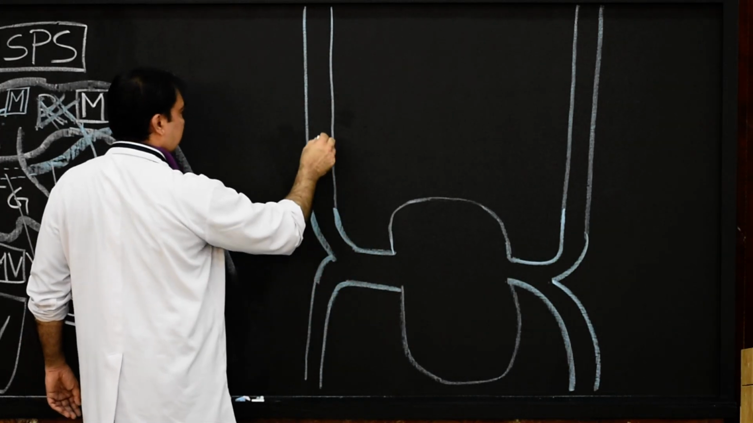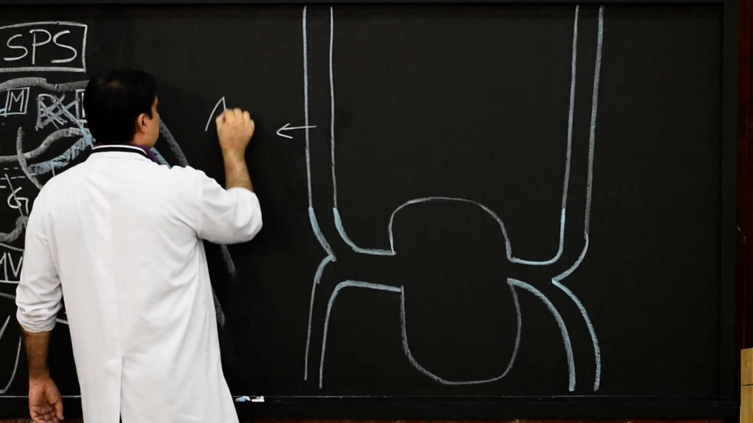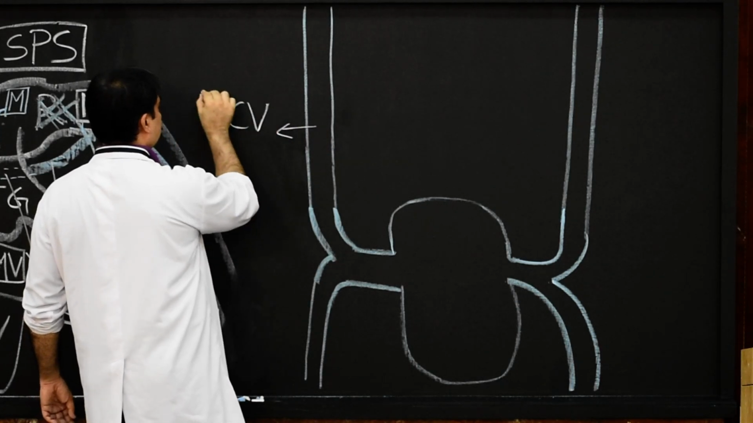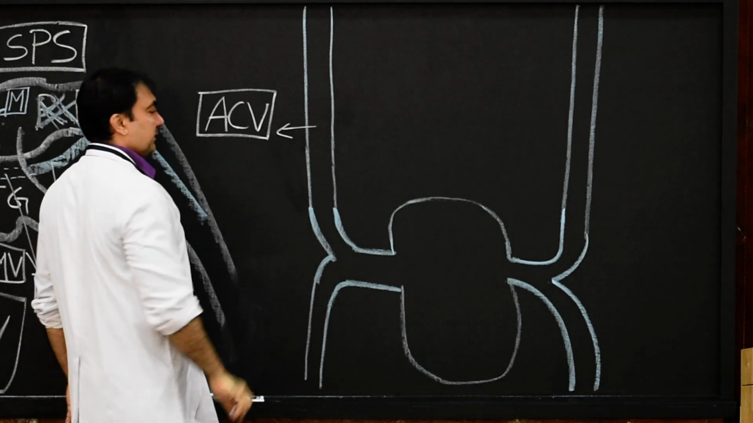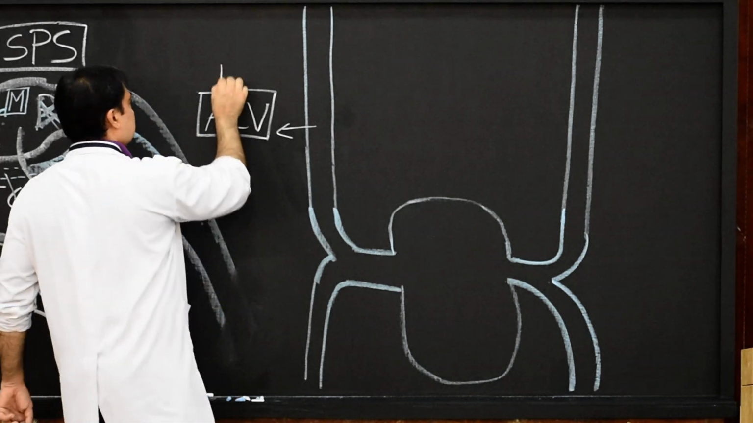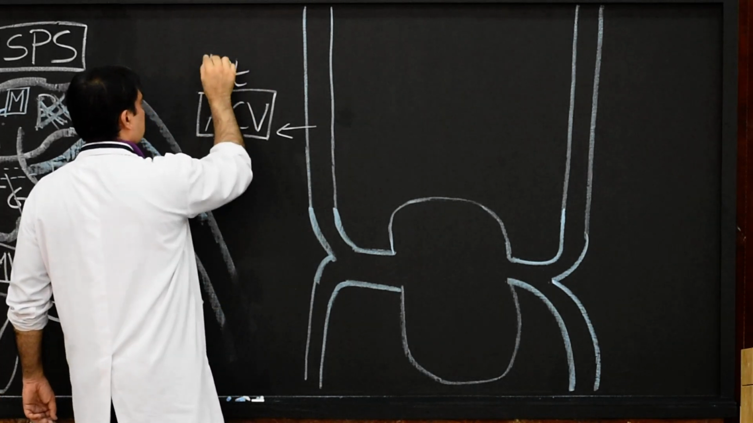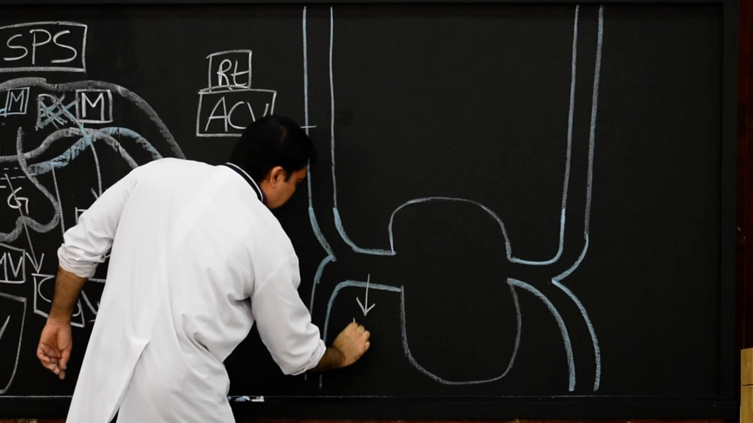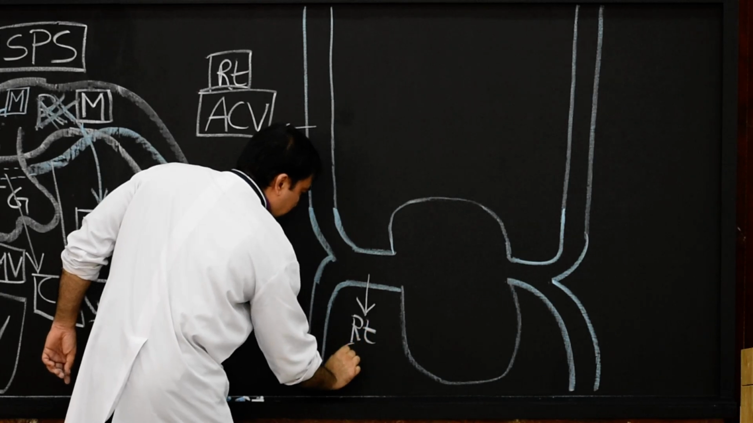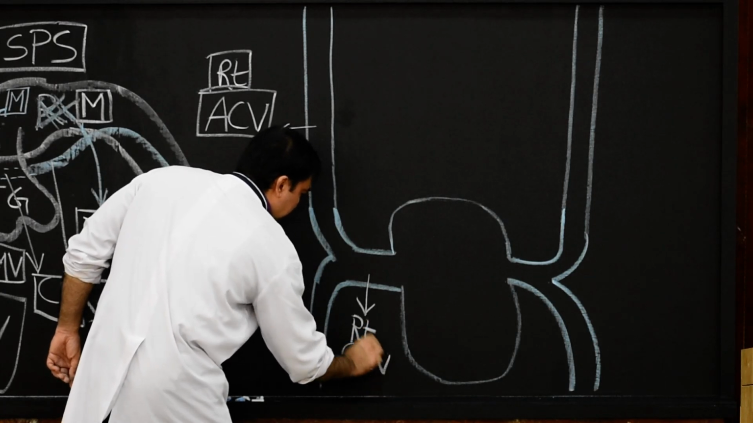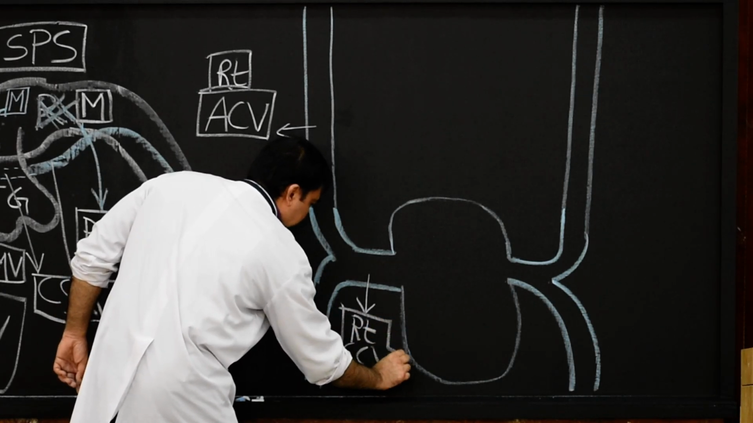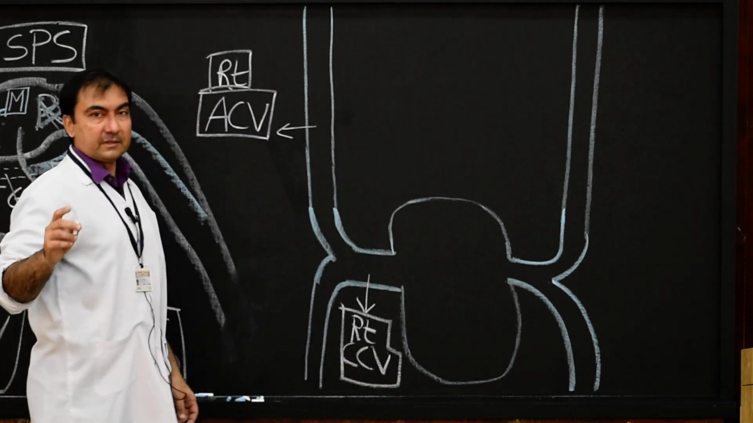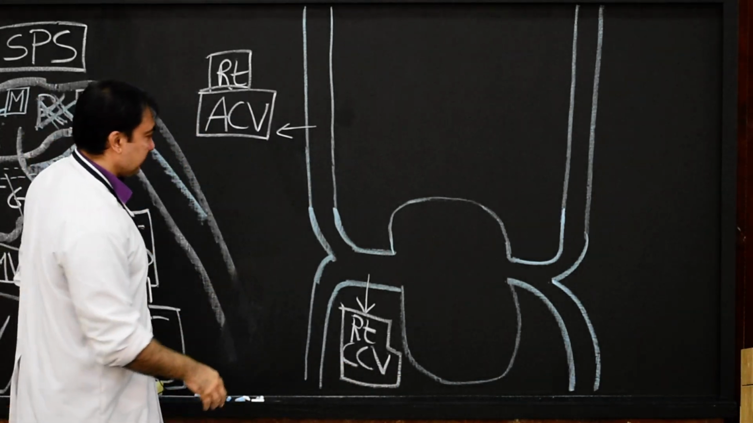Here we will mark this as anterior cardinal vein. Which side, which part? Cervicothoracic part. And which is this side? Right side. Here we will name this as the right side common cardinal vein, or it is also known as duct of Cuvier, which we have discussed in previous segments.